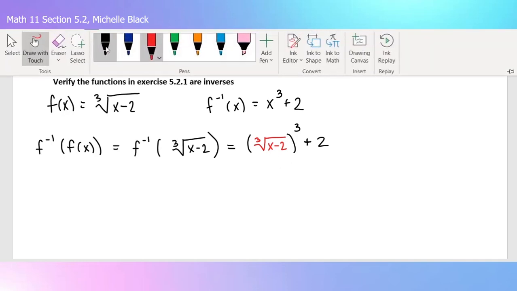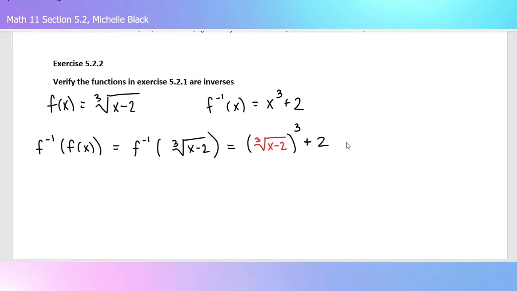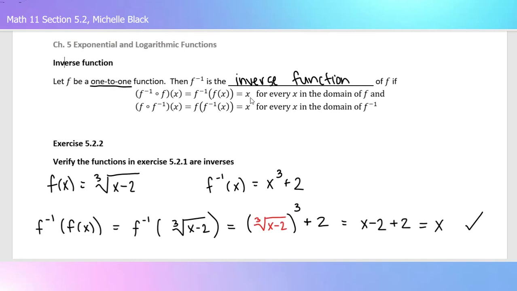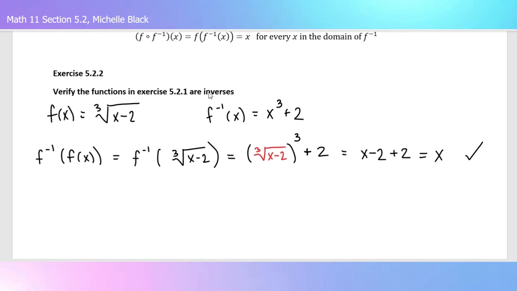And now we want to simplify this. So the cube root and the cube are going to go away, just leaving x minus 2. Then I have that plus 2 on the outside. Those are going to add to 0. And I do get back x, which is what I wanted, right? Our rule said we should get back x when we do this composition. Pause the video and do the opposite composition on your own. So do f of f inverse of x and see what you get.